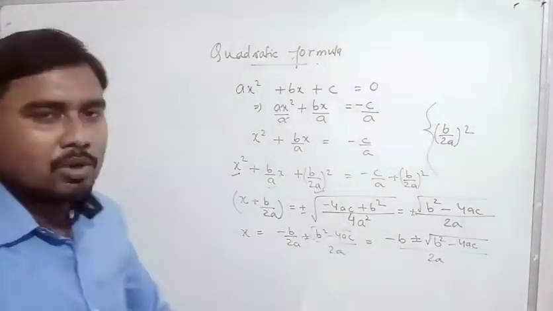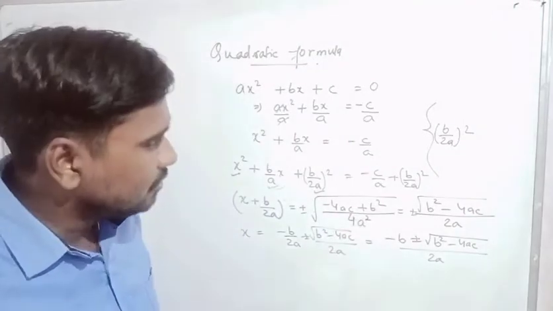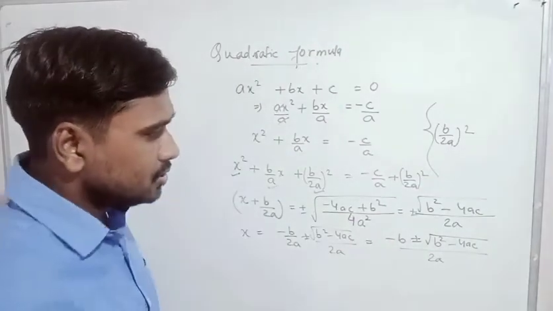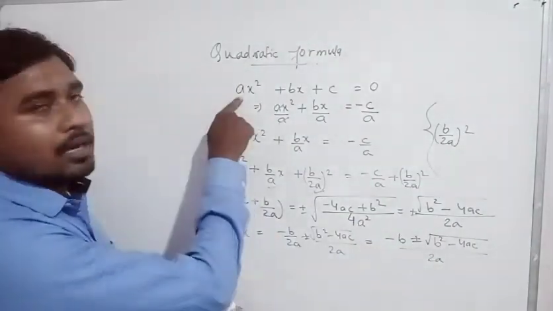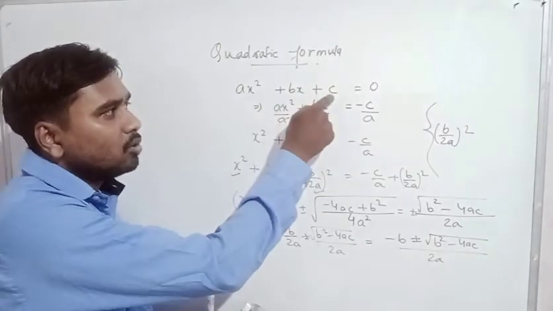So this is the formula for finding the roots of a quadratic equation. When we have to find the value of x, by this formula we will find the values. We know that a is the coefficient of x square, the coefficient of x is b, and the constant term is c.